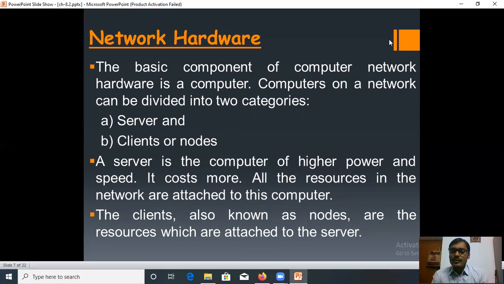A server is a computer of higher power and speed. It costs more than the client computer, and all the resources in the network are attached to this computer. All the resources like printers and hard disk drives can be attached to the server. Next point, the clients, which are also known as nodes, are the computers which are attached to the server.